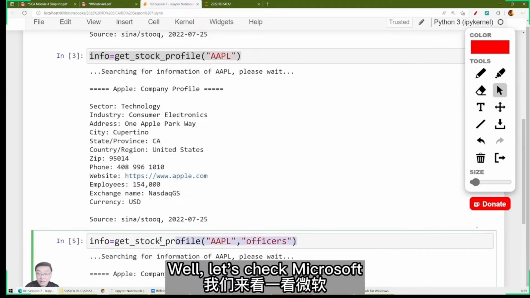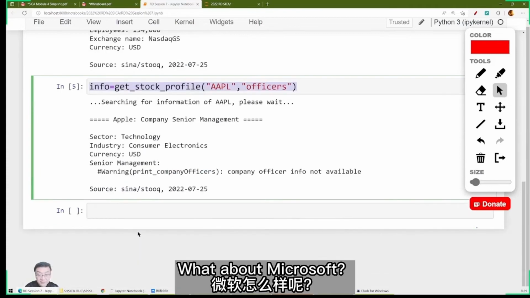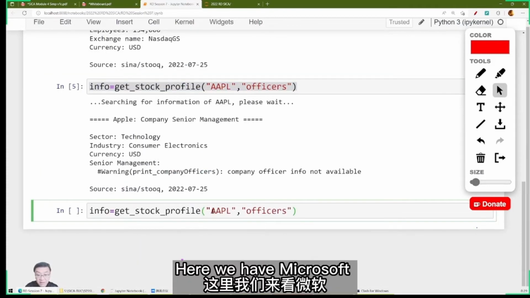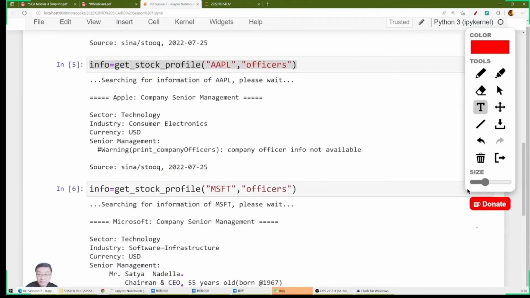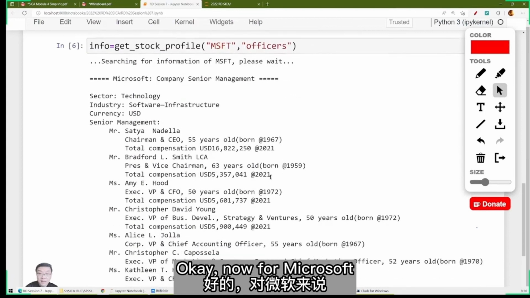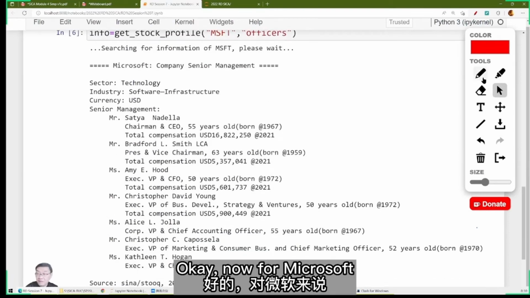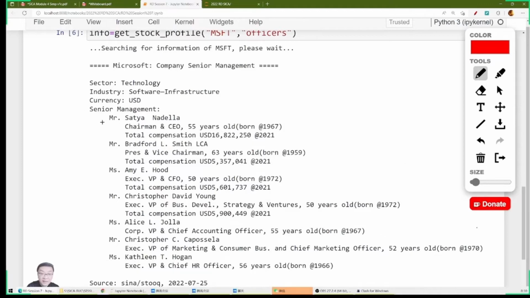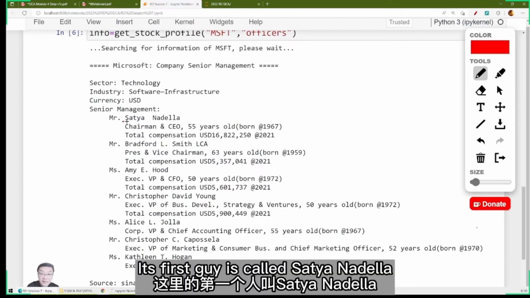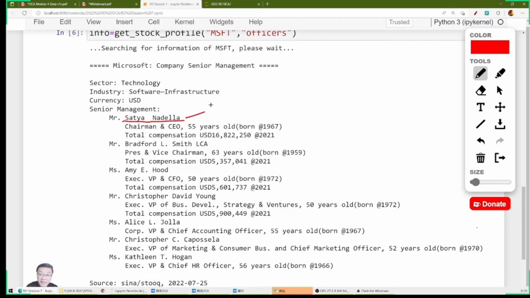Well, let's check Microsoft. What about Microsoft? Here we have Microsoft. Okay, now for Microsoft, we know some very interesting information. First, this is Microsoft. Its first guy is called Satya Nadella. Okay, he's an Indian guy.